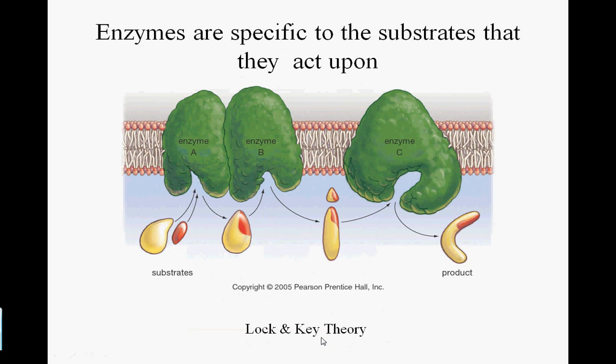Another thing that is important to know about enzymes is that they are specific to the substrates that they act upon. It works like a lock and key theory. Not every key will open up every lock. They are specific to one another. This substrate is whatever the enzyme acts upon, whatever goes inside of the enzyme that it's going to be working on. This particular substrate isn't going to work in this enzyme because it doesn't have the same shape.